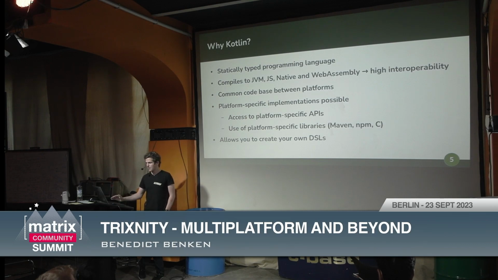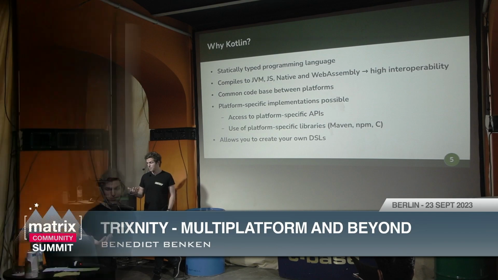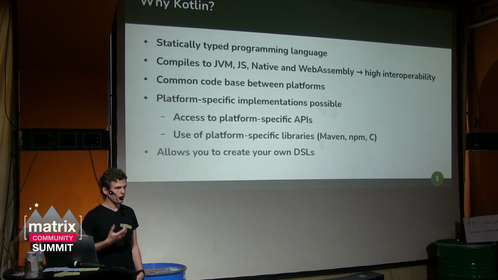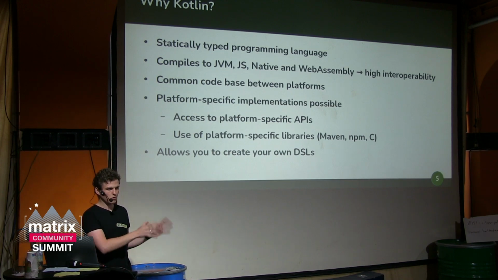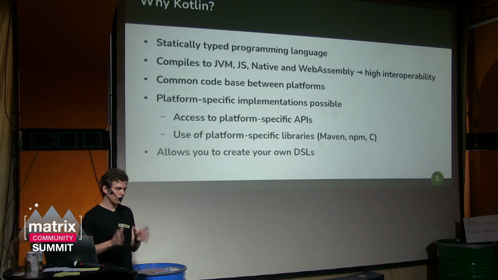Because it is a statically typed programming language. It compiles to many platforms. You have common code between the platforms, but you can also have platform-specific implementations. So if you are very low level and want to implement some crypto stuff, you can use the crypto implementation of the target. So in the browser, for example, JS Crypto, or on iOS, Crypto Core, on the JVM, the crypto stuff. And you have access to it from Kotlin.